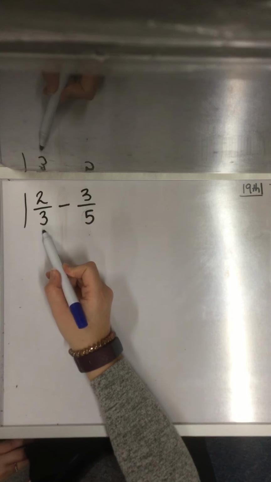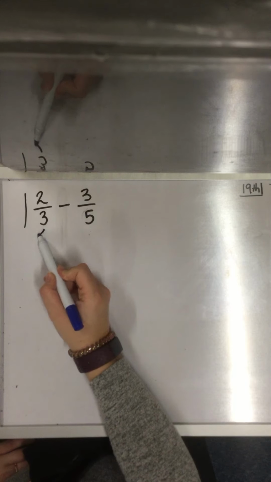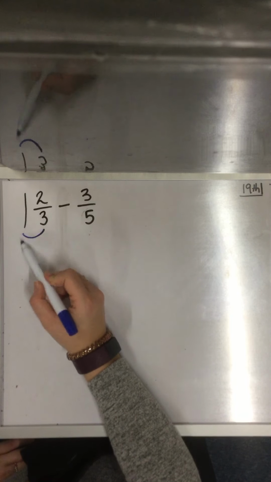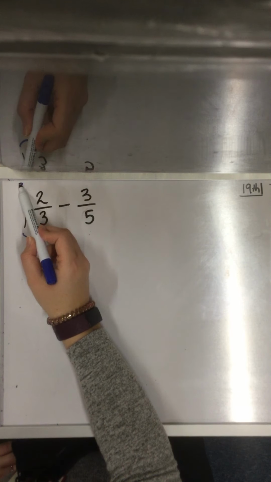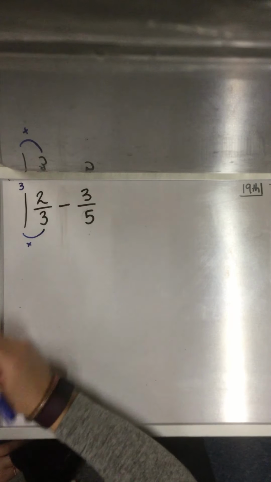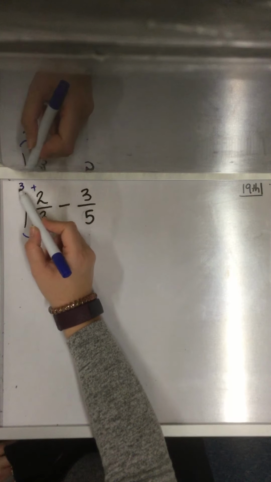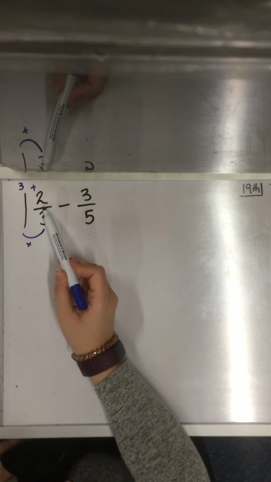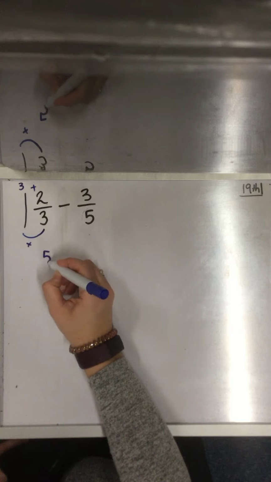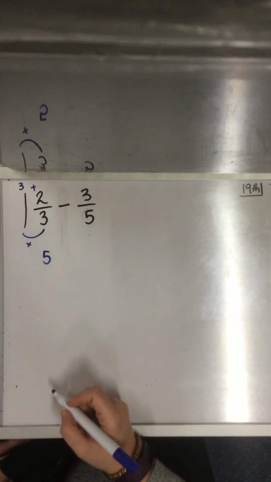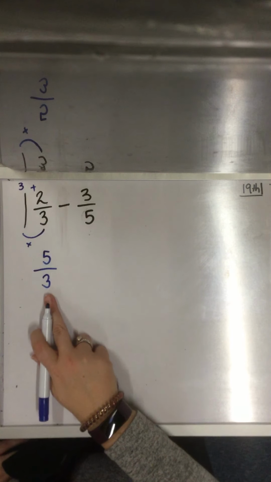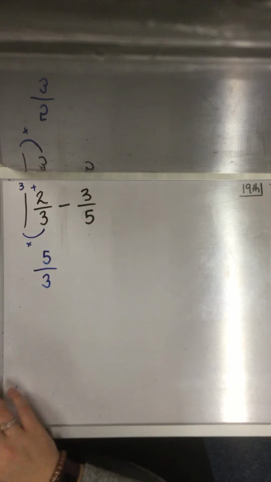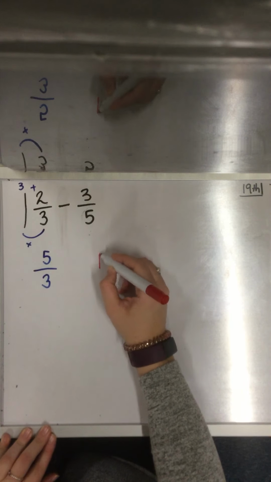So, look at my denominator. I've got 3 here. So I'm going to say to myself, well, what is 3 times 1? Well, I know that is 3. Pop my 3 up here. And then 3 plus 2. So I'm now adding my numerator. Well, 3 plus 2 is 5. And I'm going to keep my denominator the same. So I've now got 5 over 3.